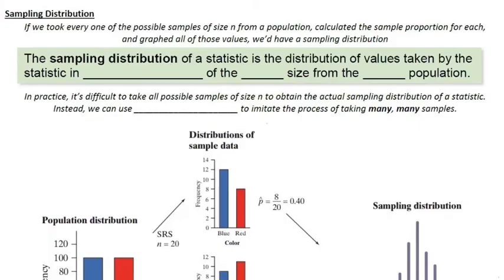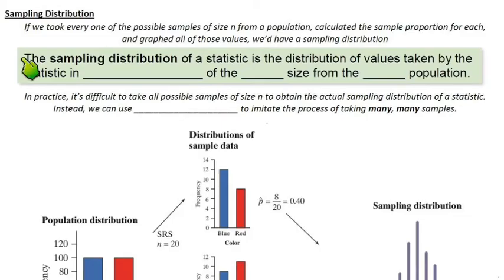All right, so let's move on to the diagrams on the next page. The first part here says if we took every one of the possible samples of size n from a population, calculated the sample proportion for each, and graphed all of those values, we'd have ourselves a sampling distribution. So we can continue with that model of the chips, the red and blue chips for this idea.